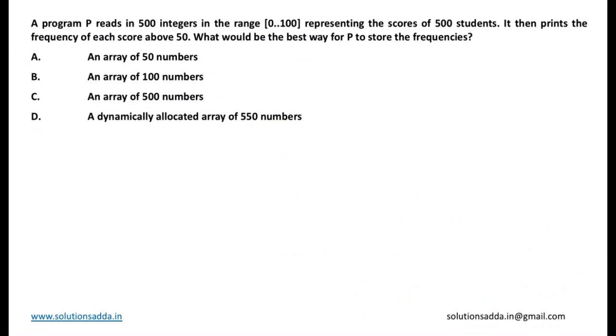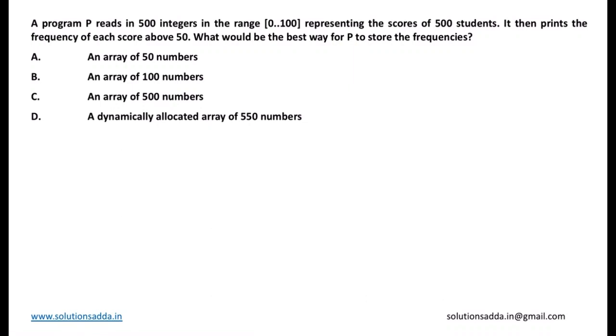This is a question from programming and data structures. Basically, this is a logical question. A program P reads in 500 integers in the range of 0 to 100, representing the scores of 500 students. It then prints the frequency of each score above 50. What would be the best way for P to store the frequencies? Options are an array of 50 numbers, an array of 100 numbers, an array of 500 numbers, or a dynamically allocated array of 550 numbers.